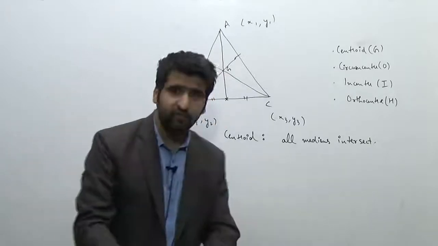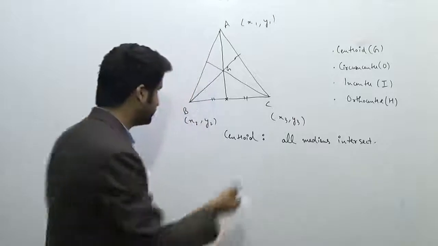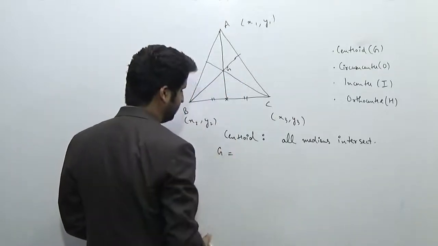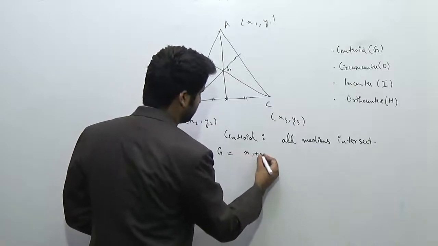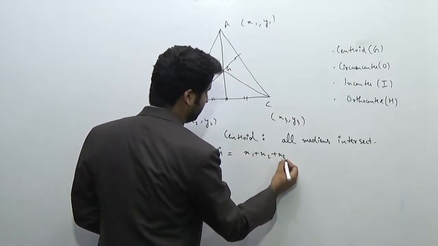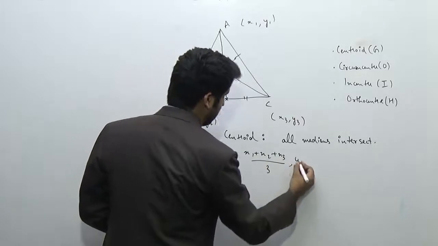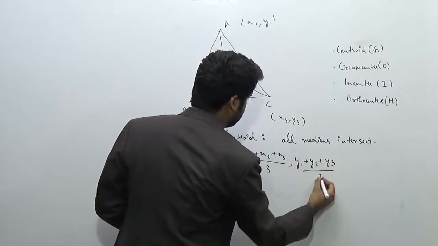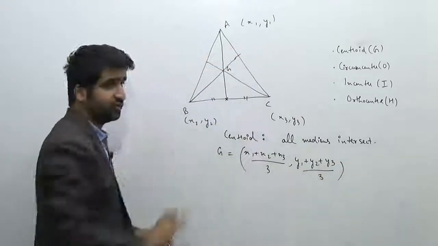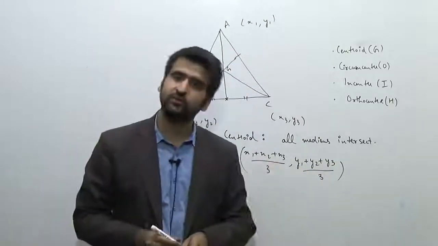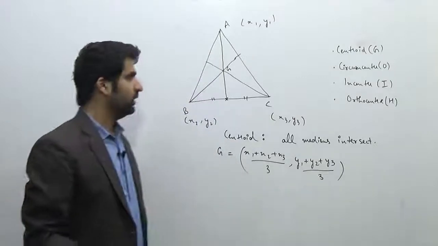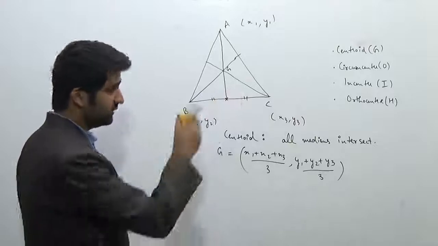Now how do we find the coordinates of this centroid? Let's study that. These coordinates can be easily written as G is equal to x1 plus x2 plus x3 upon 3, comma y1 plus y2 plus y3 upon 3. So if you know all the 3 coordinates of a triangle, you can easily calculate the coordinates of a centroid. Pretty easy stuff. Let's move on to the next center, which is circumcenter.